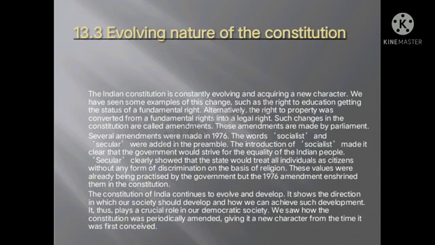The Constitution of India continues to evolve and develop. It shows the direction in which our society should develop and how we can achieve such development. It thus plays a crucial role in our democratic society. We saw how the Constitution was periodically amended, giving it a new character from the time it was first conceived.